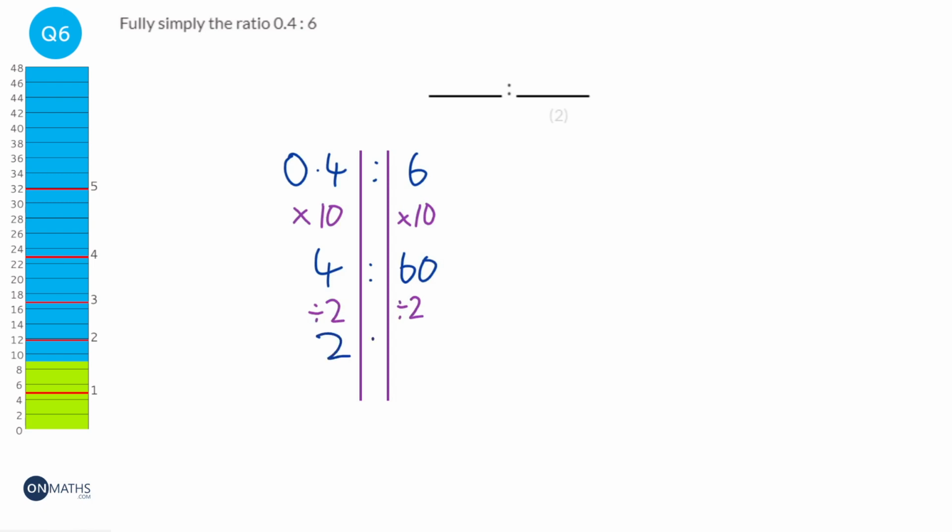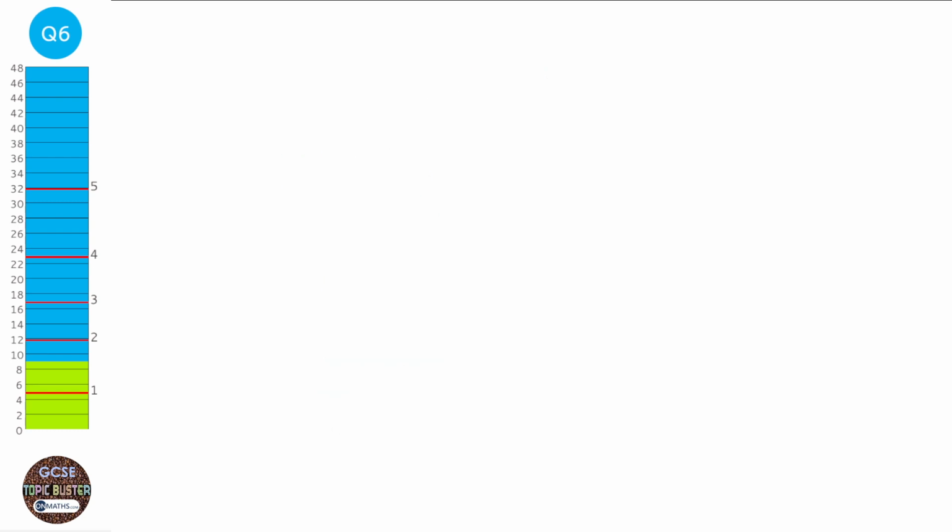So that'll be 2 to 30. And I can actually do the same again. I can divide them by 2 again. And that would be 1 to 15. Now you might have just divided by 4, and that would also give you the right answer. In fact, there's a couple of different methods that you can get the same answer with.